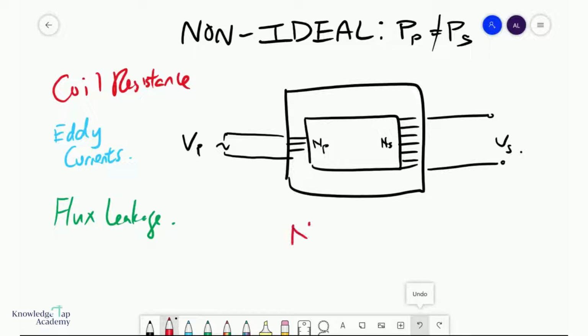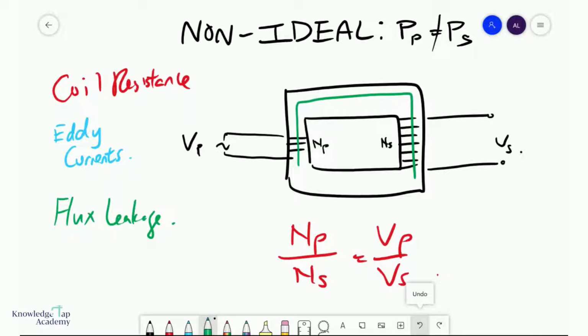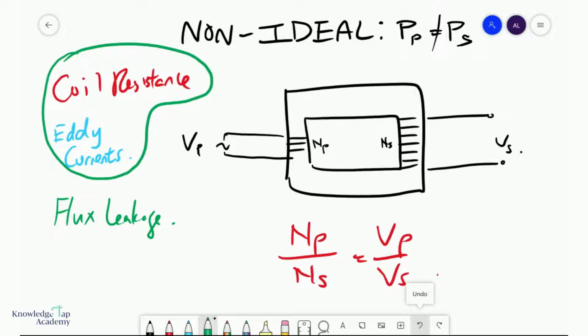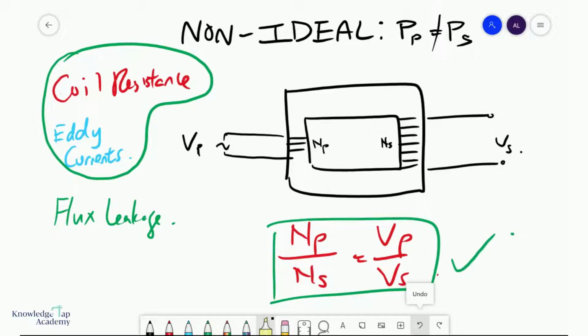And so, what do we need to understand? Well, NP over NS equals VP over VS is okay as long as the flux in the coil, or rather in the iron core, is conserved, as we have seen before. So if the question is very clear that one of these is the source of your power loss, then this equation is absolutely fine. But if it becomes evident that one of the sources of power loss is flux leakage, then unfortunately this equation is not appropriate either. That means you don't really have any equations to study this non-ideal transformer if the power loss is due to flux leakage.